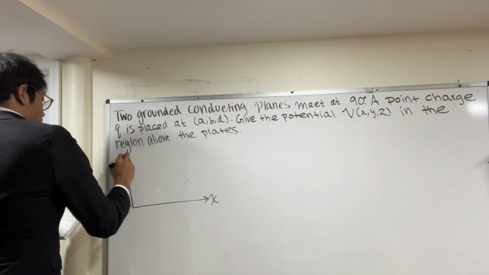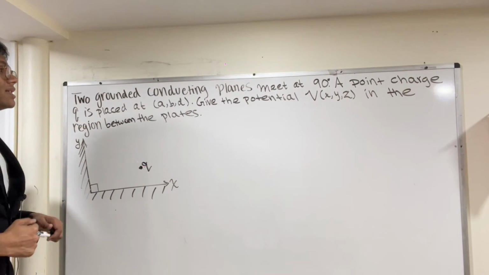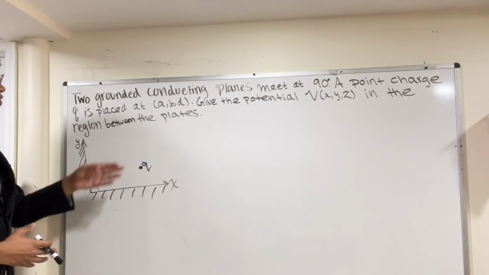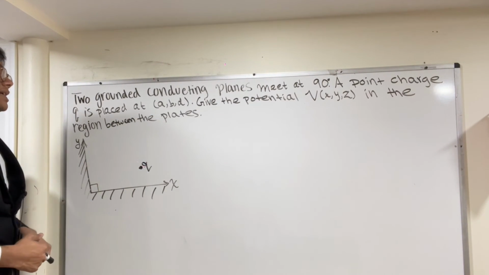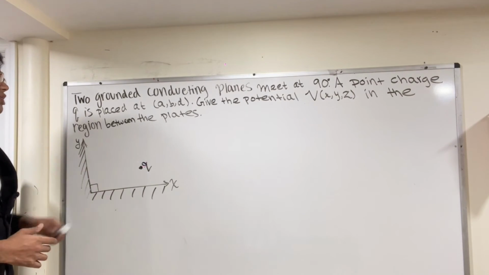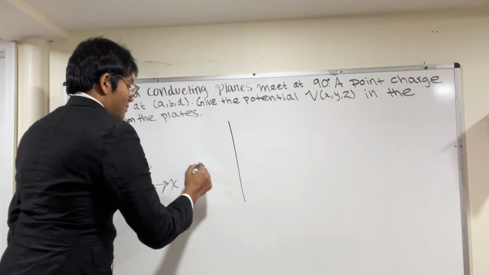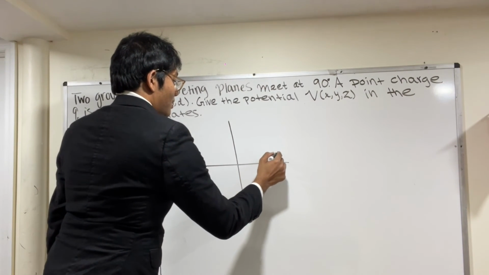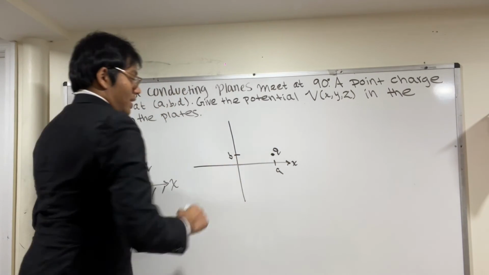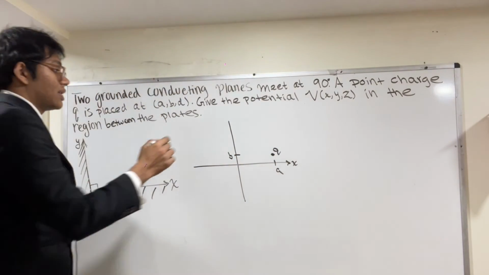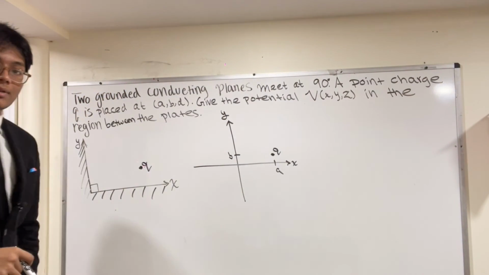Here's our problem. Two grounded conducting planes meet at a right angle and a point charge Q is placed at an XYZ coordinate of A, B, D. Give the electrostatic potential in the region between the plates. So here's how we can solve this problem. This point charge Q may be imagined as being placed here at an X coordinate of A and a Y coordinate of B, and a Z coordinate of D, which is not shown here because the problem is symmetrical around Z, hence Z is irrelevant.